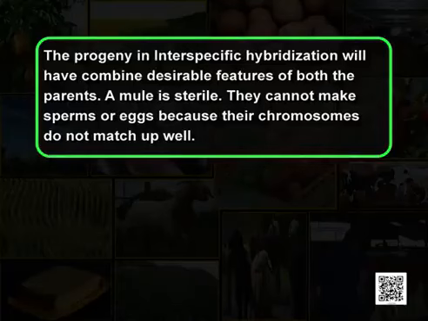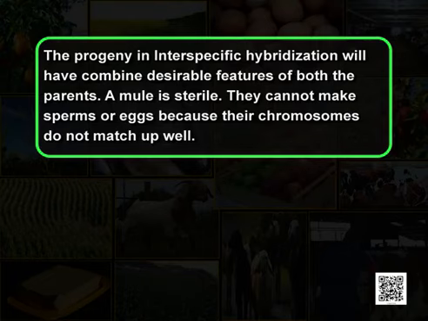So, in this example, a mule has a short head, long ears, thin limbs with small narrow hooves and a short mane like a donkey, but the height, body shape of neck and rump, uniformity of coat and teeth are like that of a horse. It is stronger than a horse, but less excitable. But let me mention here that a mule is sterile. They cannot make sperm or eggs because their chromosomes do not match up well.